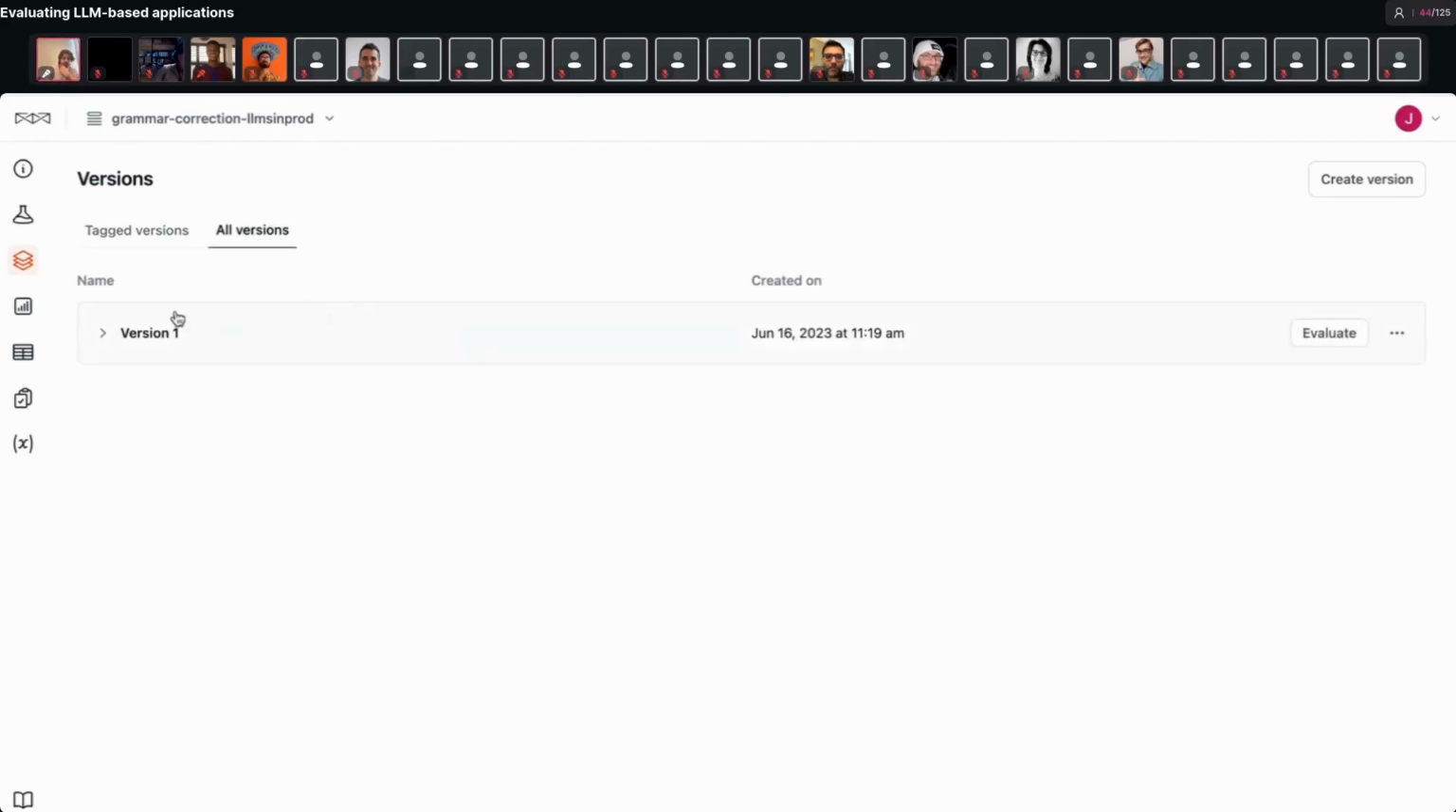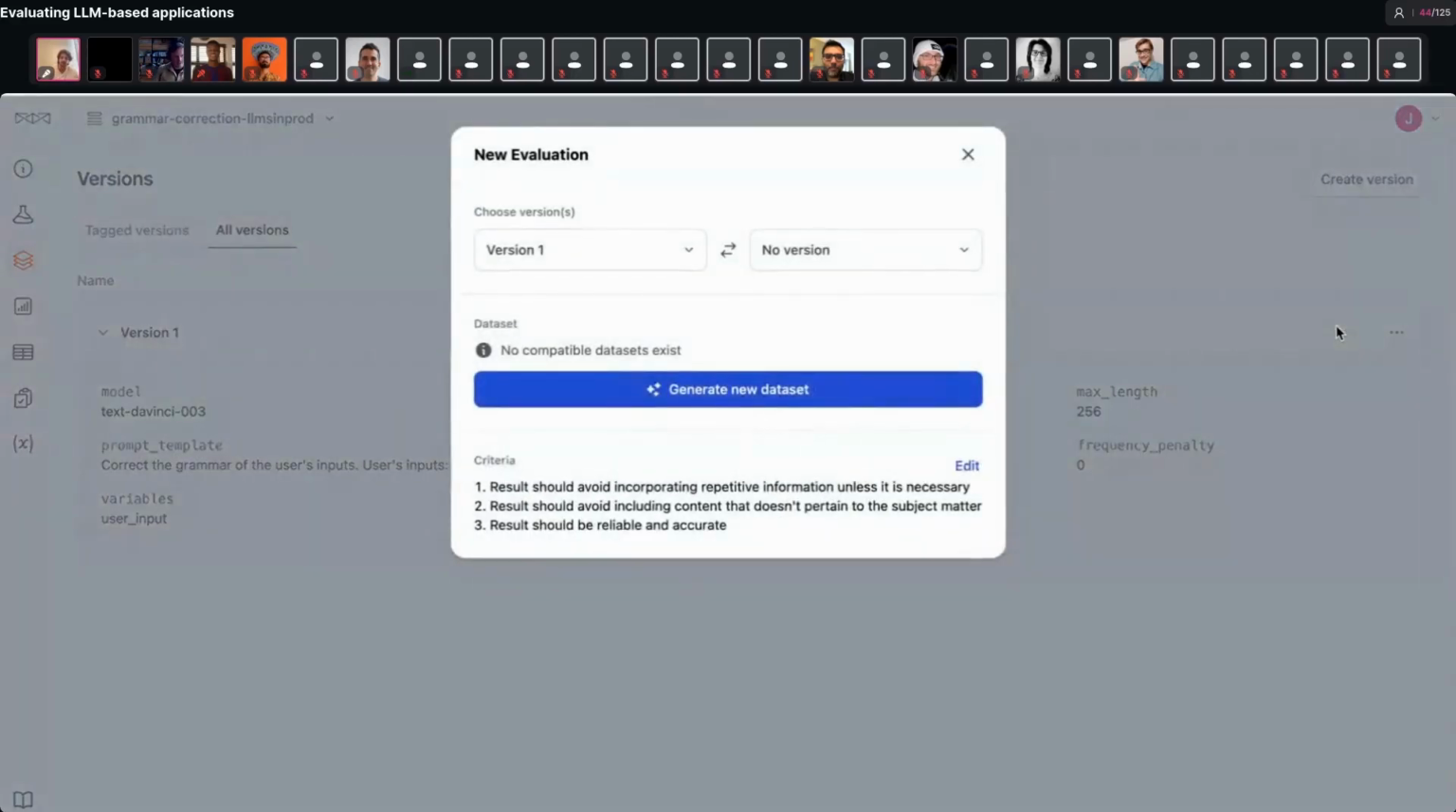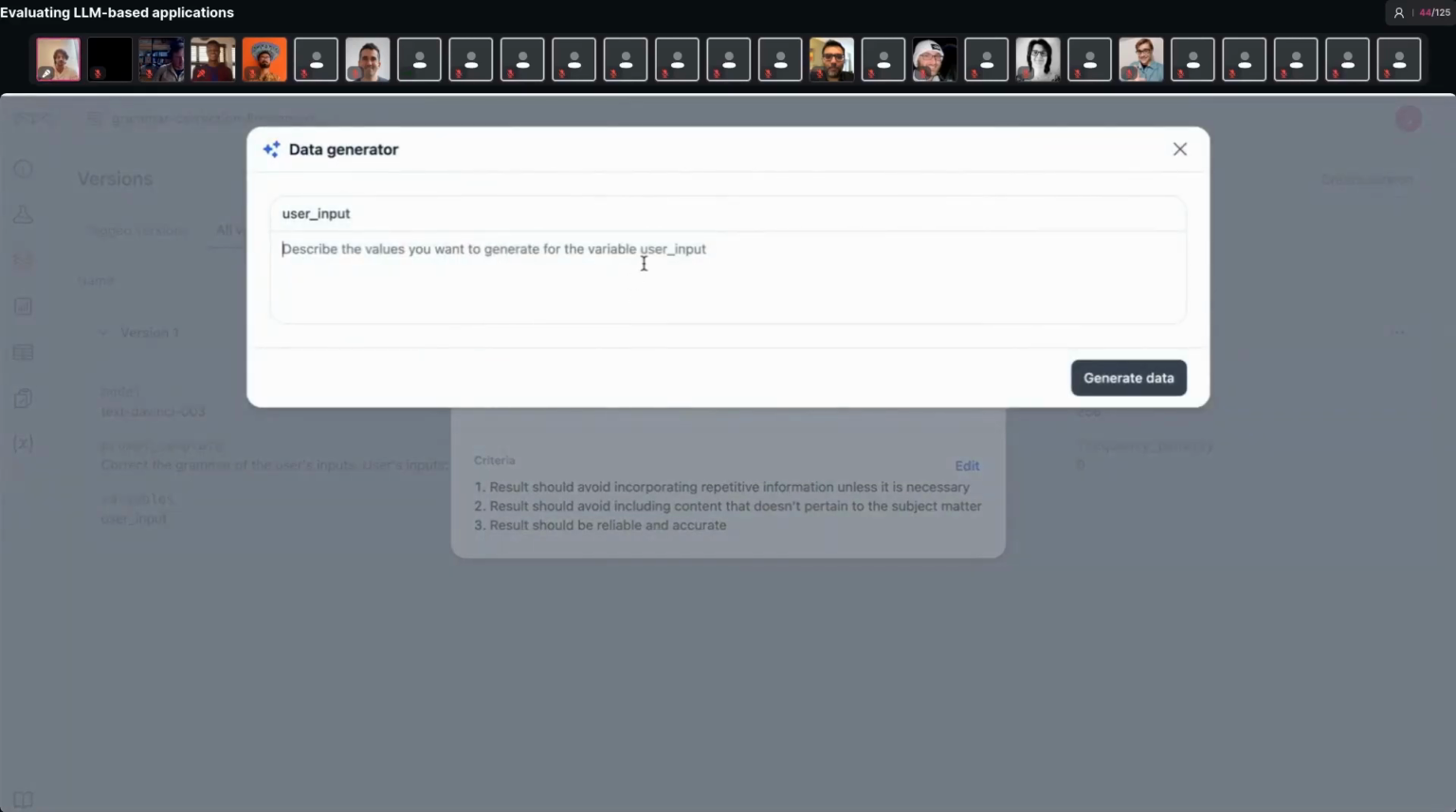We'll take a look at this prompt that we just wrote, and we'll run an evaluation on this. Again, the two key challenges for evaluation are where do you get the data, and what metrics do you use, what criteria do you use to evaluate performance? In Gantry, our approach to both is using LLMs to help you. We don't have any data to evaluate this on yet, so let's generate some. I'll describe the sentence that I want, and in this case, we want sentences with bad grammar.